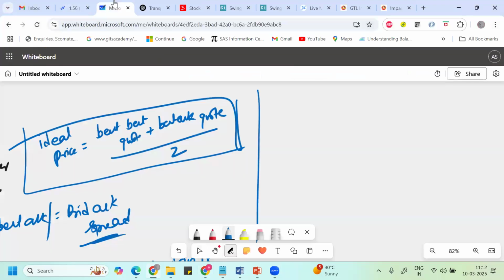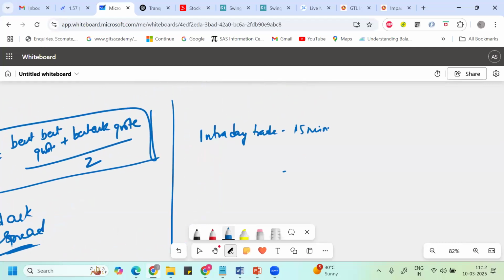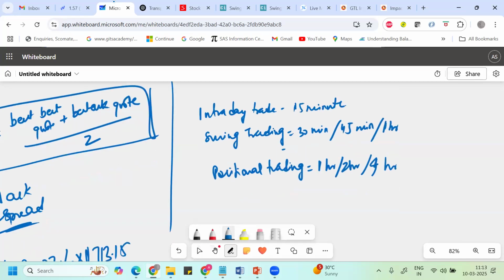Normally, for intraday trade, we consider the time frame as 15 minute. For swing trading, we consider the time frame as 30 minute to 45 minute to 1 hour. For positional trade, maybe beyond 1 month to 3 months, you can use 1 hour to 2 hour to 4 hour. You can see the stock in the given time frame, while for investment purposes, you can consider the time frame from daily to weekly.